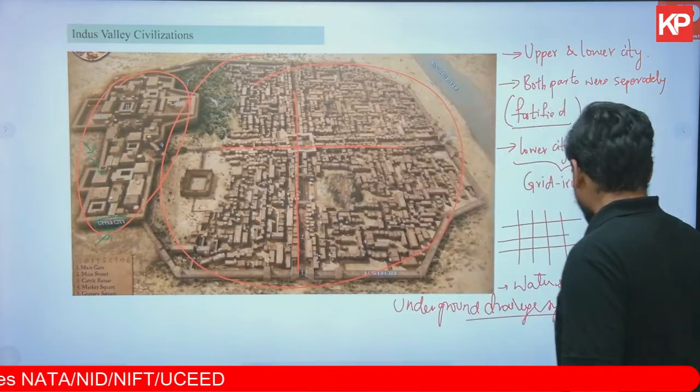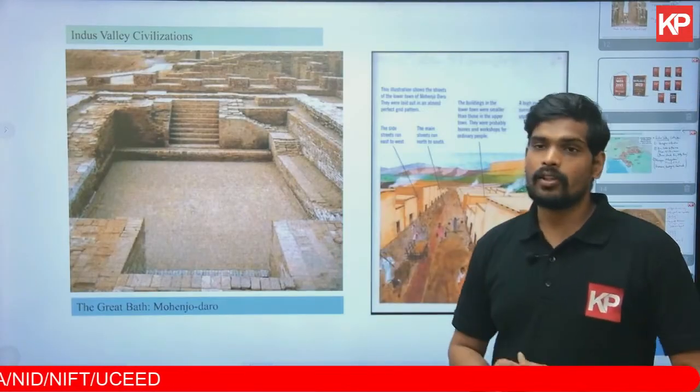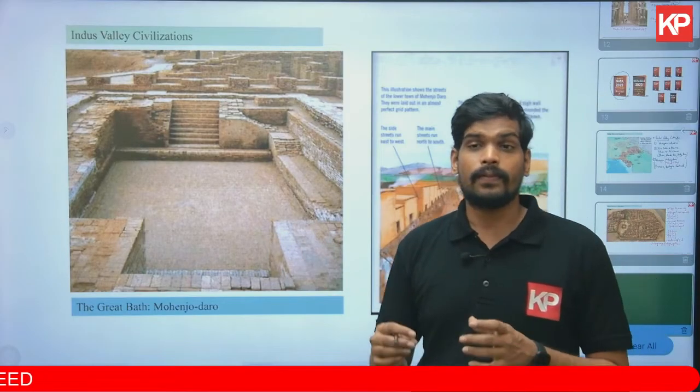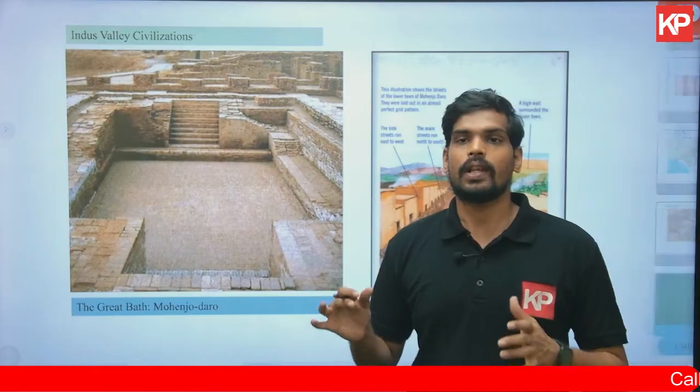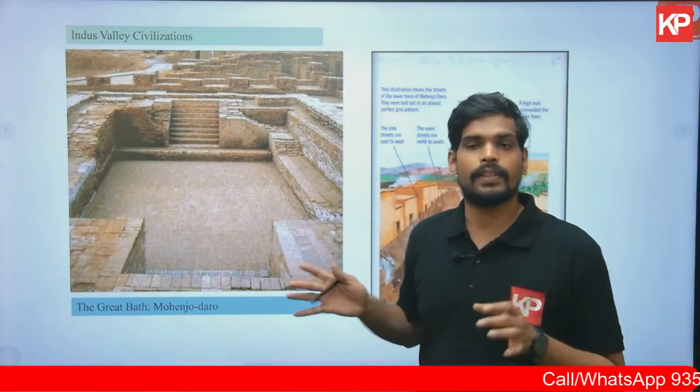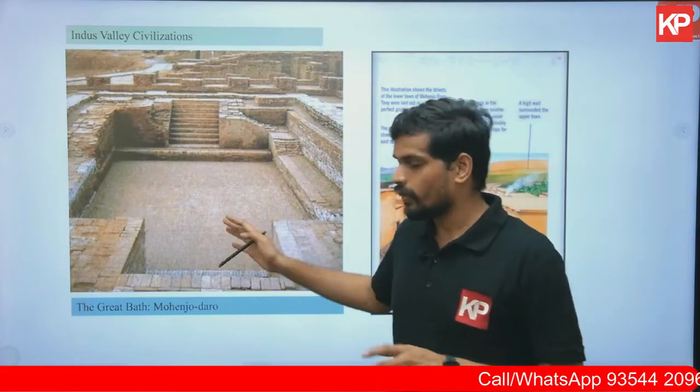So starting with the Great Bath of Mohenjo-daro. So you can see in this particular picture, this is considered to be one of the world's oldest public water bath or water pool. So how do we know that this was a water pool? Because it was made airtight. So it was made out of bricks.